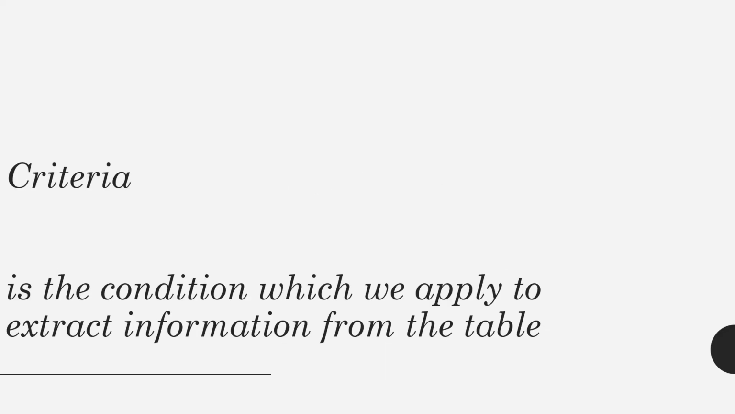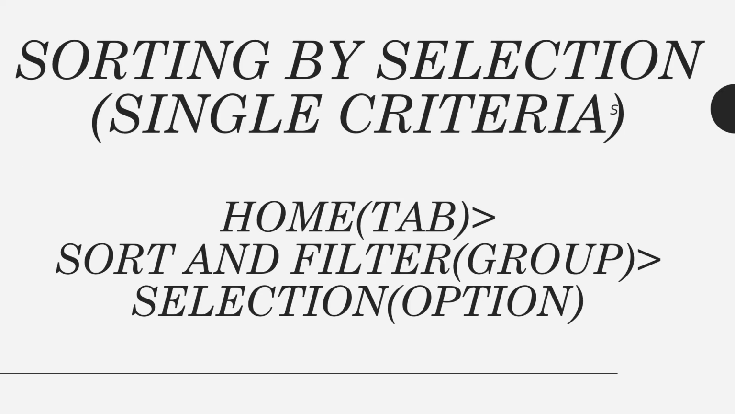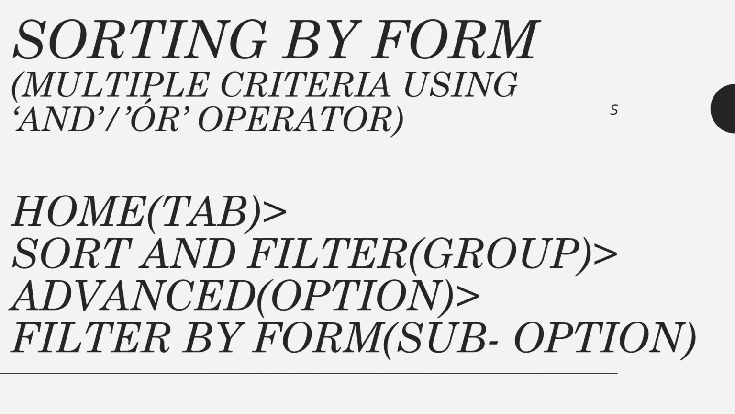Okay, so we have discussed just now what criteria is. Criteria is the condition which we apply to extract information from the table. Now next, we'll discuss filter by selection. When we filter by selection, we are applying a single criteria, meaning one condition we can give in the selection option. The steps by which we can give it, please remember: Home tab, Sort and Filter group, and the Selection option on the ribbon.